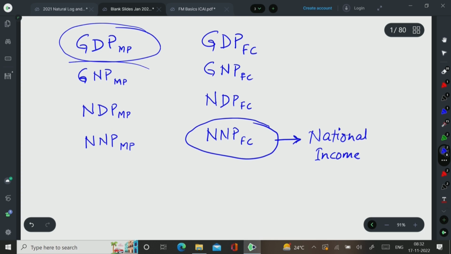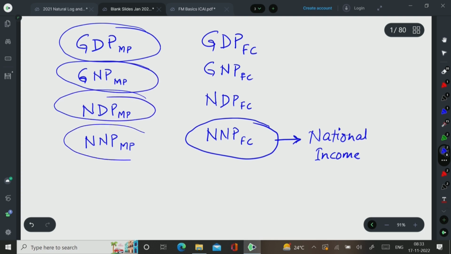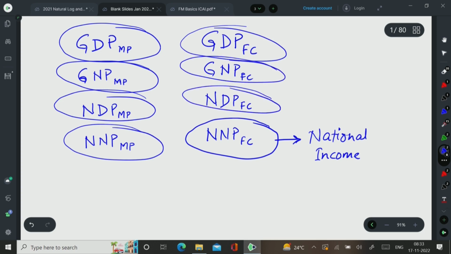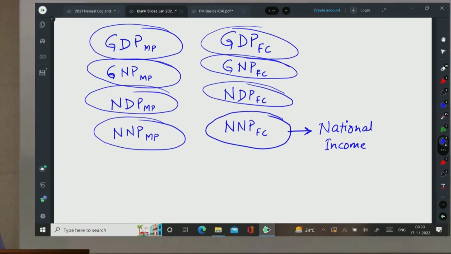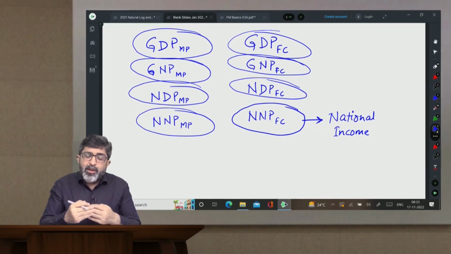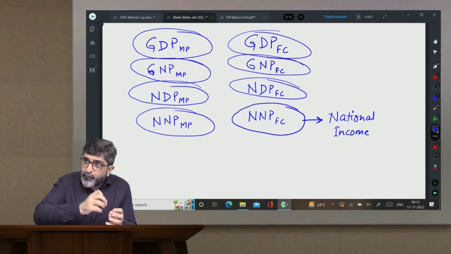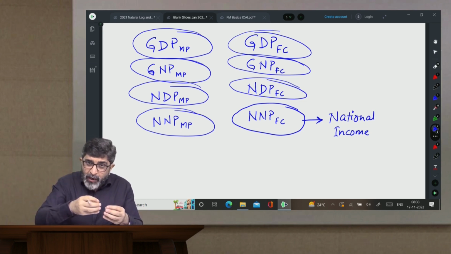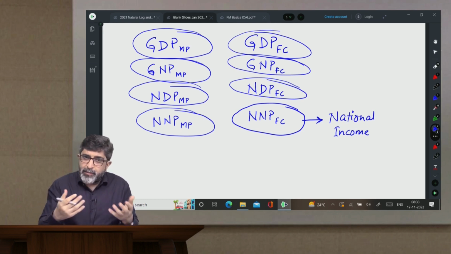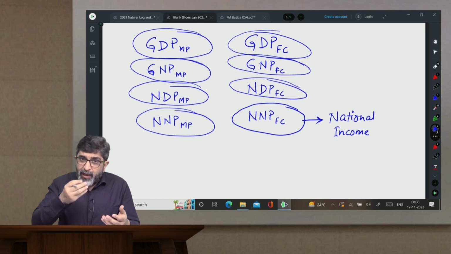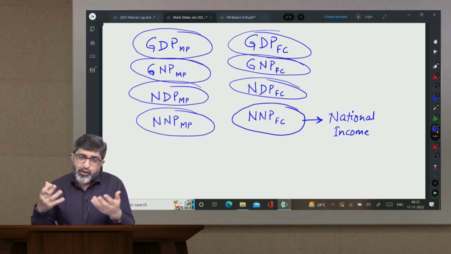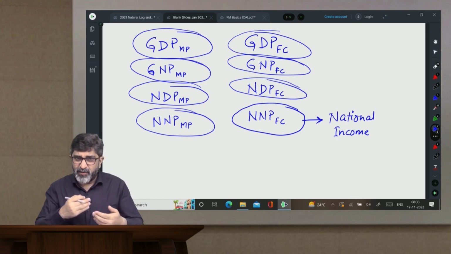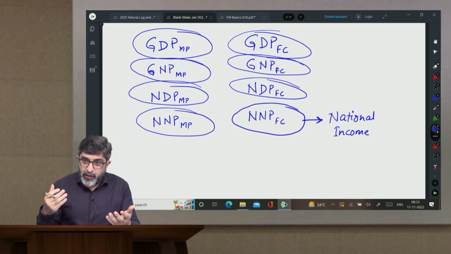So what we are trying to do now, we are trying to connect each one of these parameters with one another. So we have 8 parameters. We are going to connect each one of these with one another, so that the objective is, if I arrive at one particular parameter, for example GDP at market price, and from that I have to find GDP at factor cost, I should be able to do that. If I want to arrive at GNP at market price, I should be able to do that. If I want to arrive at NDP at market price, I should be able to do that. I want to arrive at NDP at factor cost, I should be able to do that.